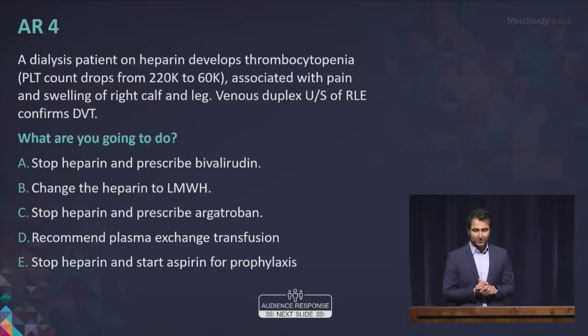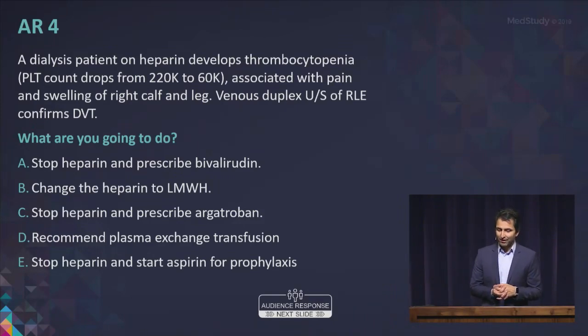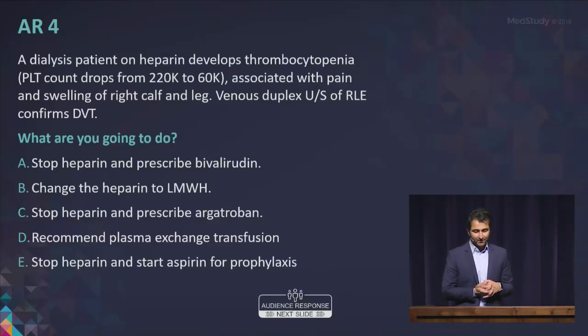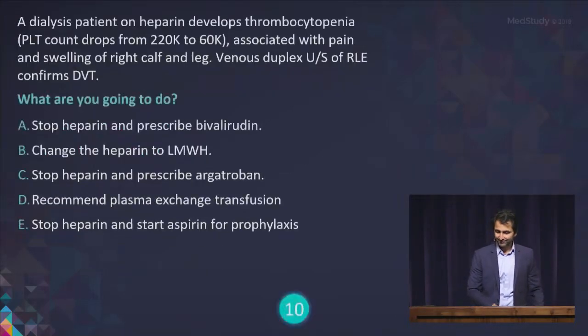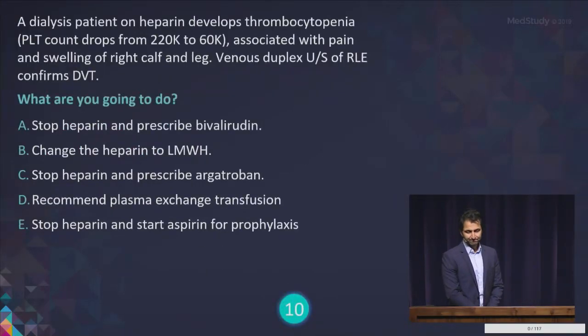A dialysis patient on heparin develops thrombocytopenia. Platelet drops from 220 to 60. Associated with right calf and leg pain and swelling, and you diagnose a DVT of the right leg. What are you going to do next? Stop heparin and prescribe bivalirudin, change heparin to low molecular weight heparin, stop heparin and prescribe argatroban, recommend plasma exchange transfusion, or stop heparin and start aspirin for prophylaxis. What do you guys think?